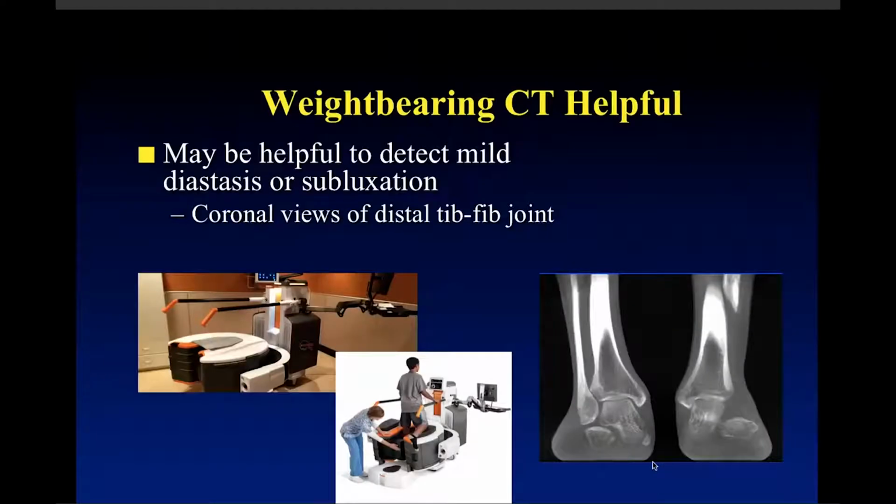But as Marty said, I'm very lucky, just like he is, to have a weight-bearing CT scan in my office. So I can have these individuals come in and do a weight-bearing CT scan, again within the limits of their pain. This is very helpful in detecting mild diastasis or subluxation, both on the lateral side and the medial side, and as Marty said too, we've picked up some subtle posteromedial fractures as well, utilizing this modality.